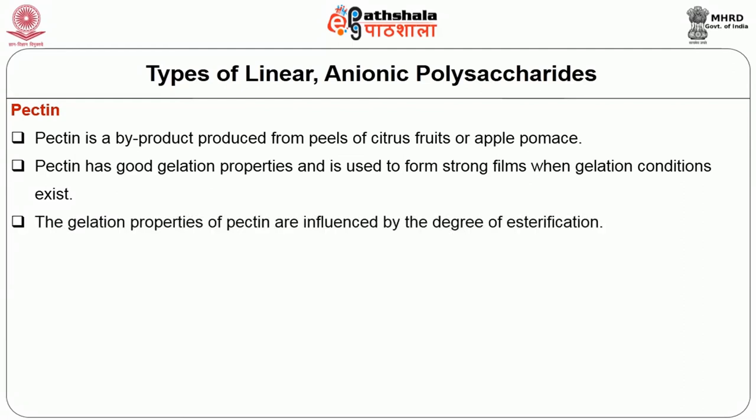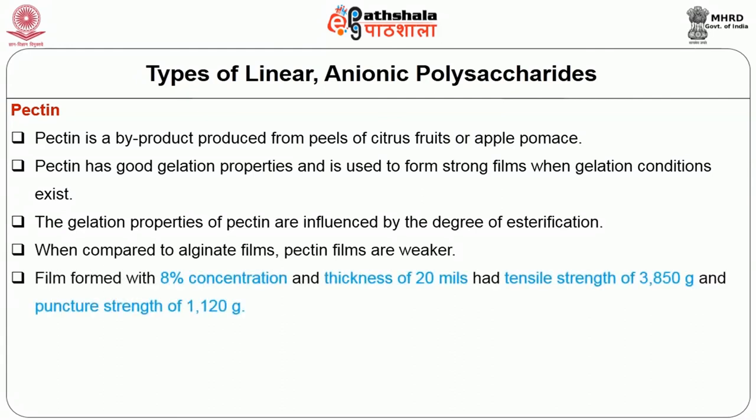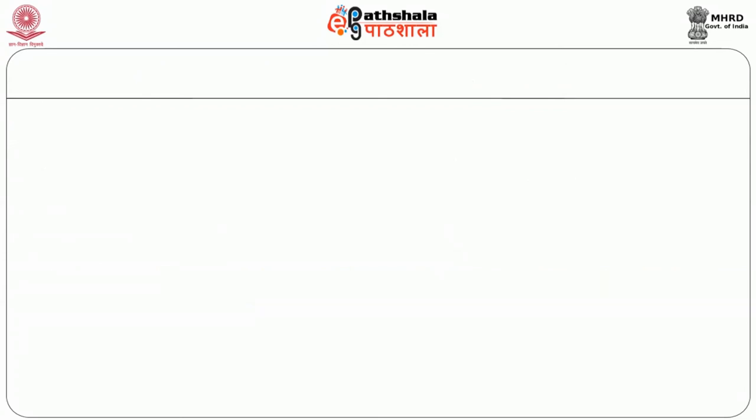The gelation properties of pectin are influenced by the degree of esterification. When compared to alginate films, pectin films are weaker. A film formed with 8% concentration and thickness of 20 mils had tensile strength of 3850 gram and puncture strength of 1120 gram. The second classification based on structure of polysaccharides is linear cationic polysaccharide.